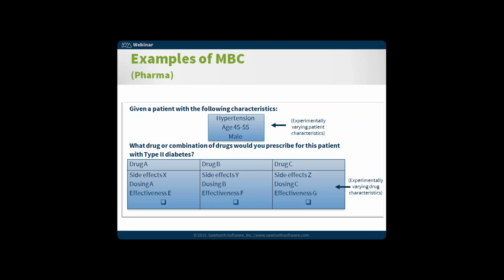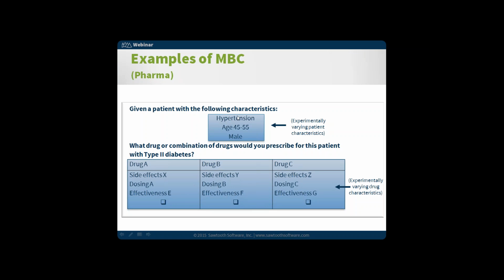Now, the pharma example, like I mentioned earlier, is a doctor might be ready to prescribe medication. A person may come into the office, a male aged 45 to 55 with hypertension, and then given this particular patient characteristic, this profile, the doctor would then look at the particular drugs that were available to prescribe and choose to prescribe one or multiple, select multiple drugs to simultaneously treat this particular patient.